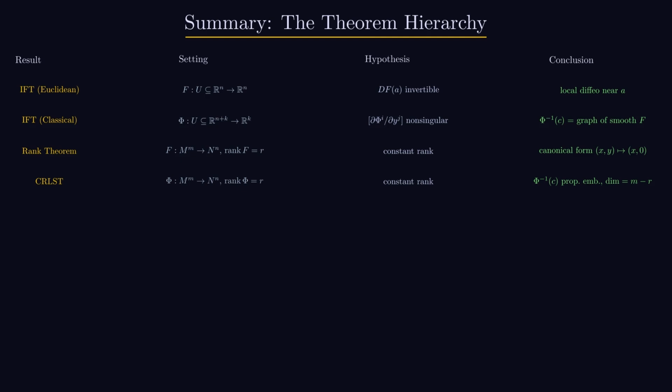The regular level set theorem begins by supposing c is a regular value of φ, meaning dφ is surjective at every point of the level set. Then φ inverse of c is a properly embedded submanifold with codimension equal to the dimension of the codomain n. This is the statement that captures, in full geometric generality, the content of the implicit function theorem for smooth manifolds. The logical chain from the contraction lemma to this final theorem is the complete argument.